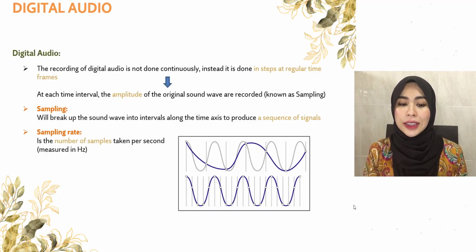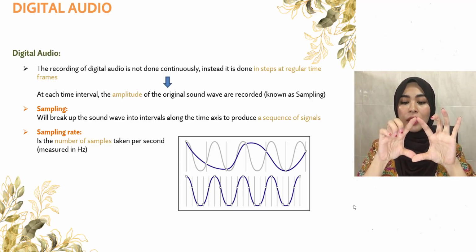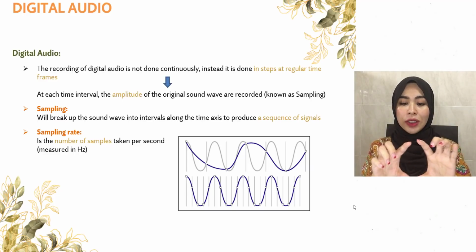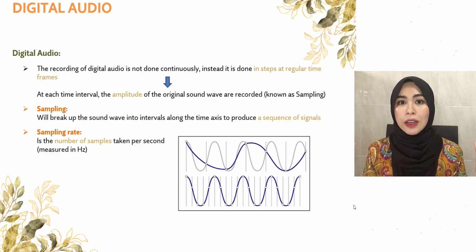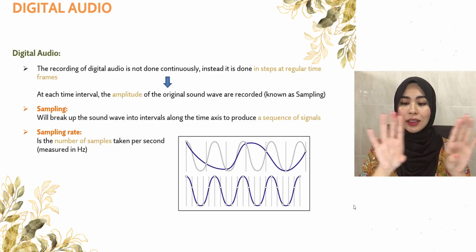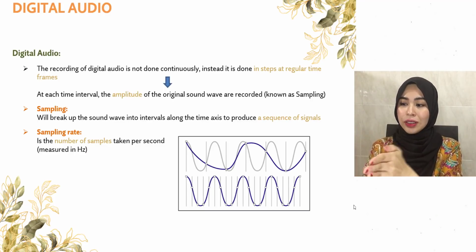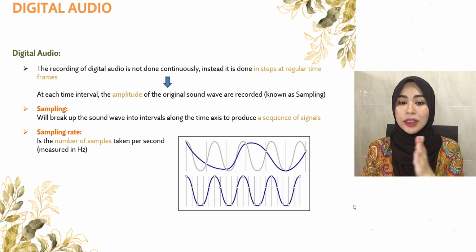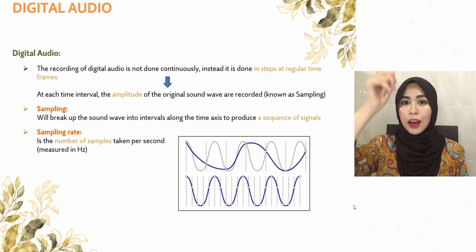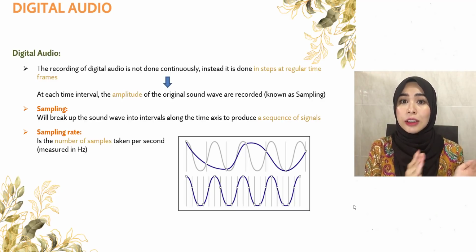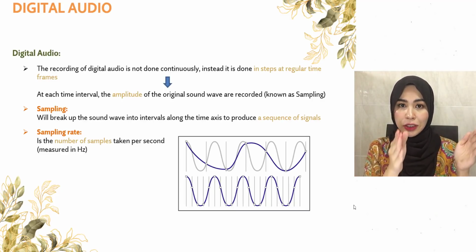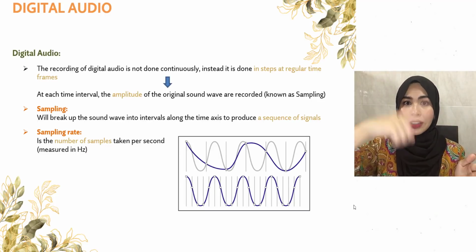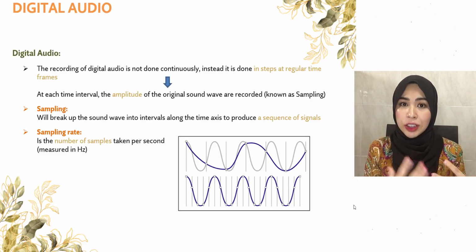Basically, sampling will break up the sound wave into intervals along the time axis to produce a sequence of signals. Once you have finished recording, let's say you have a 10 second recording, you will notice that along that 10 seconds you have 1 second, 2 seconds, 3 seconds, 4, 5 seconds. Every single second will have its sound wave forming. This is known as samples. Within a certain amount of time, the samples are taken in order to replicate the original sound wave.